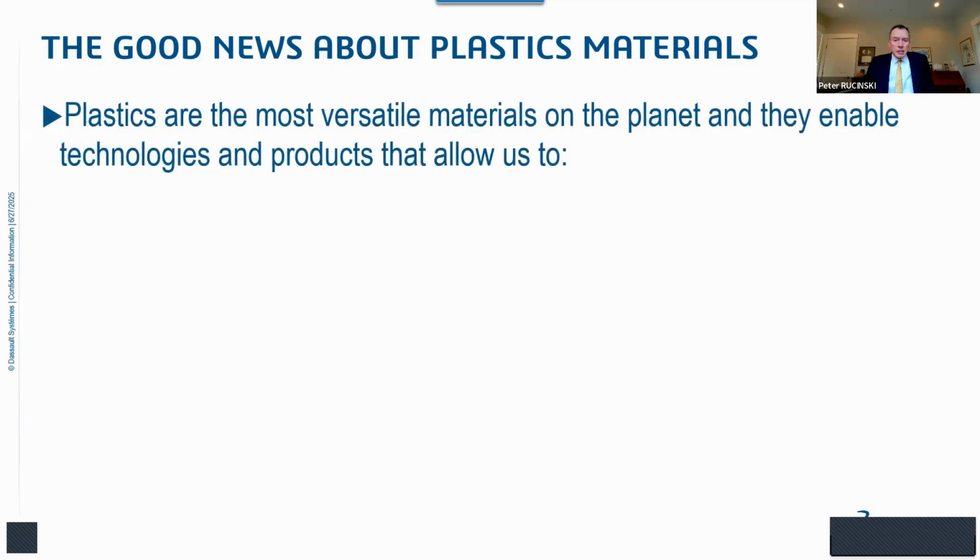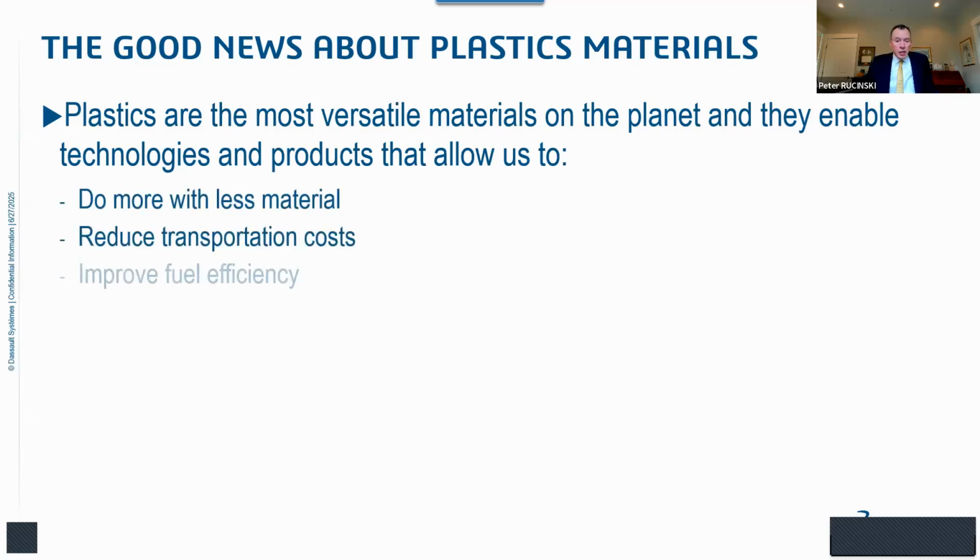But the thing about plastics, they are probably the most versatile materials on the planet. They enable technologies and products that allow us to do more with less material, reduce transportation costs, and improve fuel efficiency. One of the best ways to improve fuel mileage in both internal combustion engine automobiles or trucks is to make those vehicles lighter.